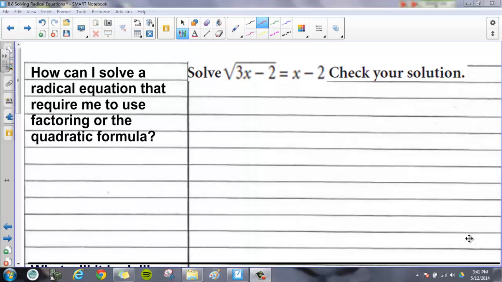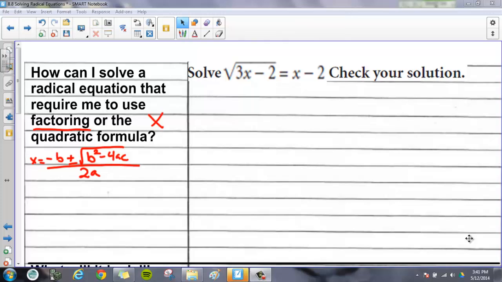Okay, I need to be honest with you guys. Sometimes when you solve some of these radical equations, you are going to need to use factoring, remember this, or the quadratic formula to solve them. Remember the quadratic formula: x equals the opposite of b, plus or minus the square root of b squared minus 4ac, all divided by what? 2a. Yeah, 2a. So sometimes you're going to use that.